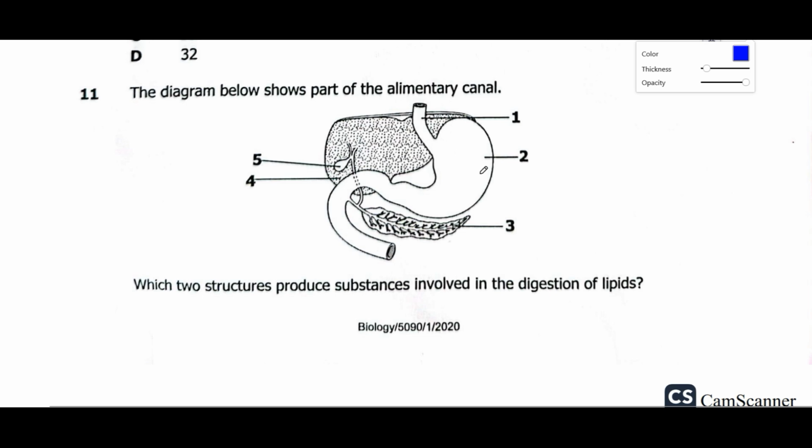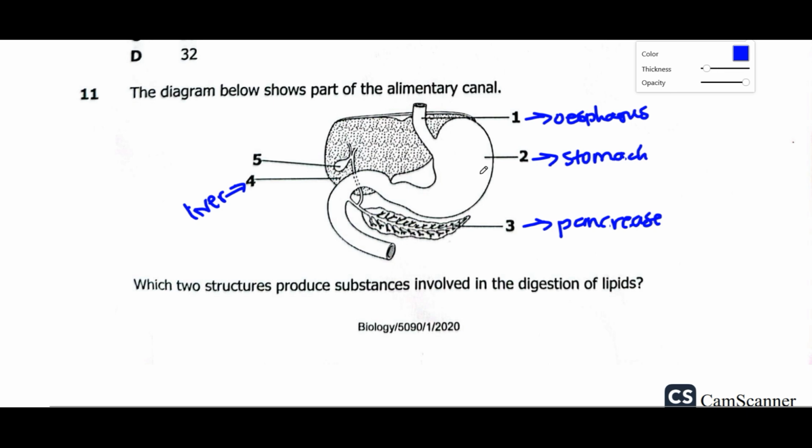The diagram below shows parts of the alimentary canal. We have parts like the esophagus, which is the passage for food. Then we have 2, the stomach. 3, we have the pancreas. The pancreas is both endocrine and exocrine. It is endocrine when it produces insulin, exocrine when it produces the pancreatic juice. Then 4 is the liver. The liver produces the bile salt. Then 5 is the gallbladder, which temporarily stores the bile salt.